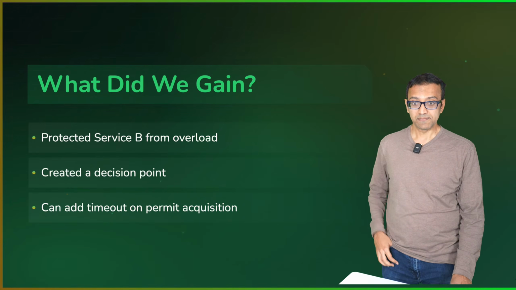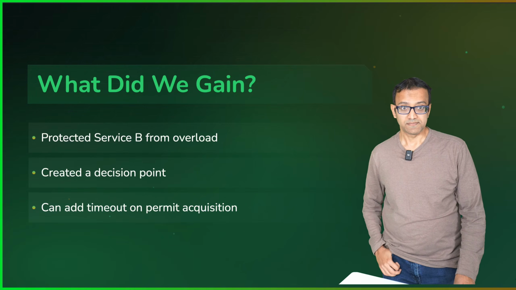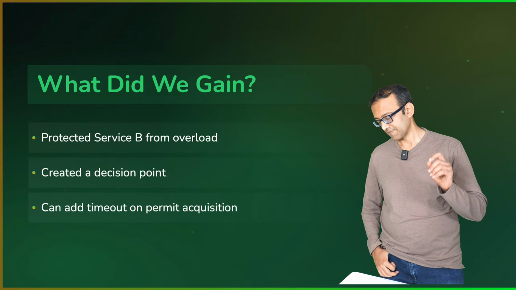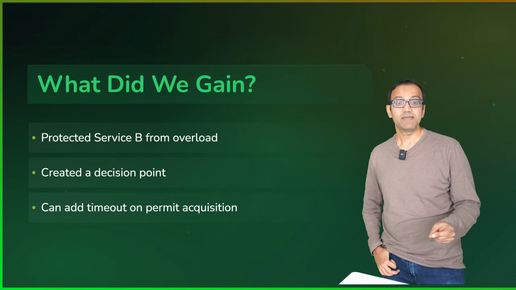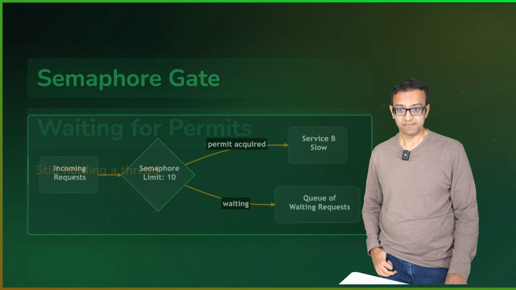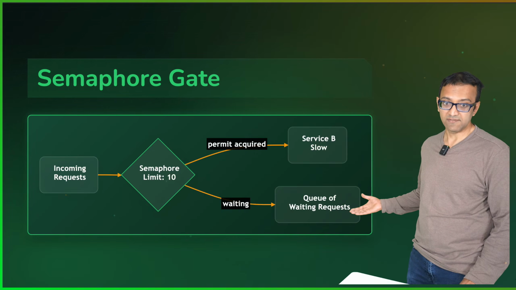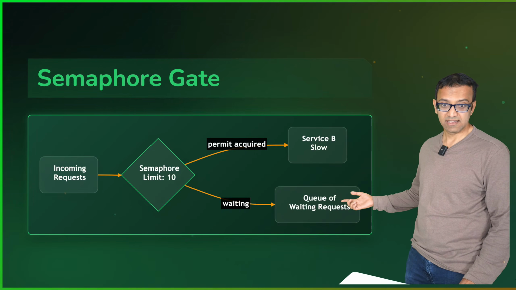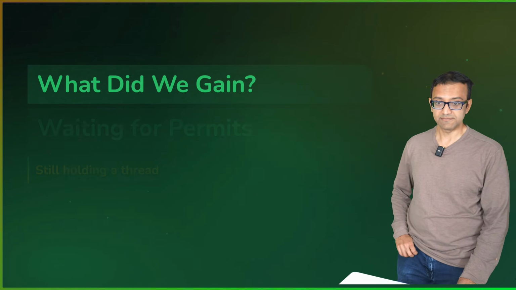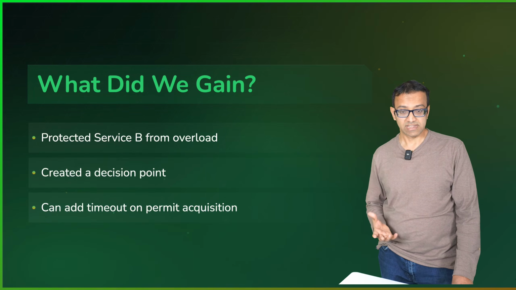And thirdly, you can add a timeout on the permit acquisition. So over here, this can be with a timeout. It can wait for some time, and if it still doesn't get the permit, it just goes away, right? That's another option. So yes, you still hold on to threads when you have a concurrency limit.